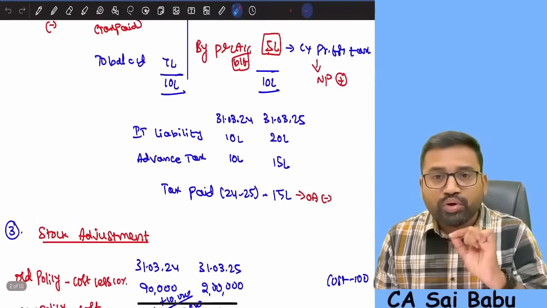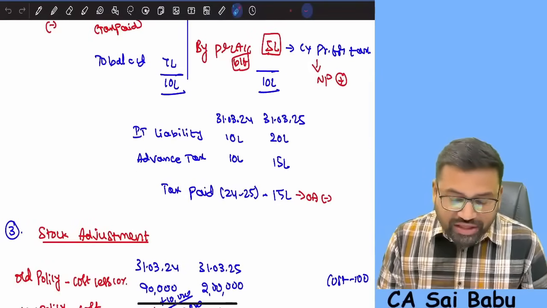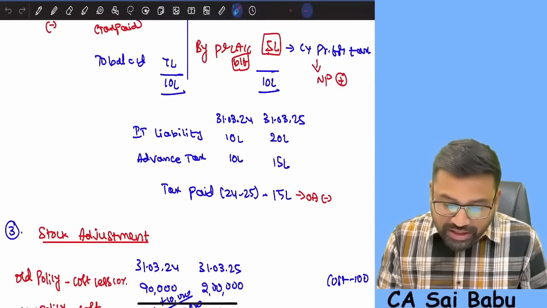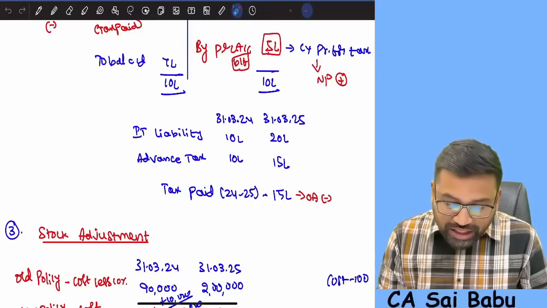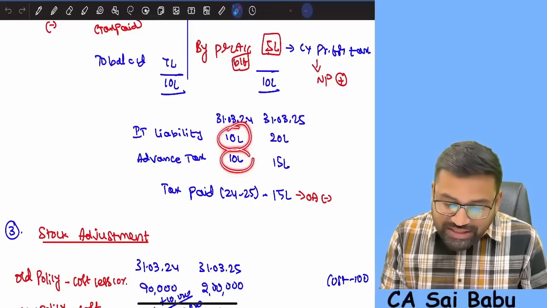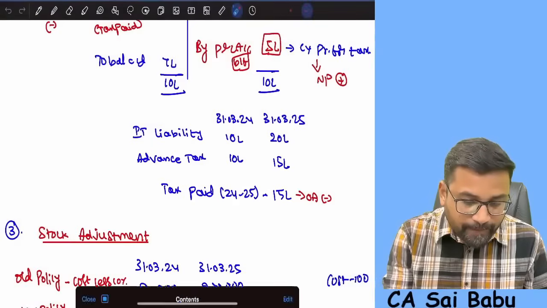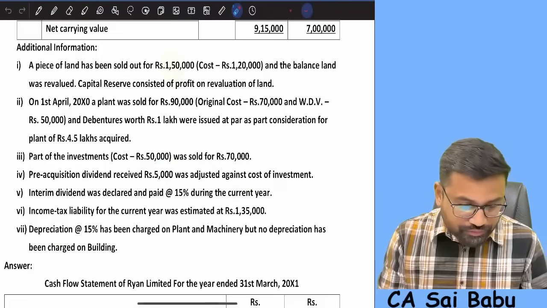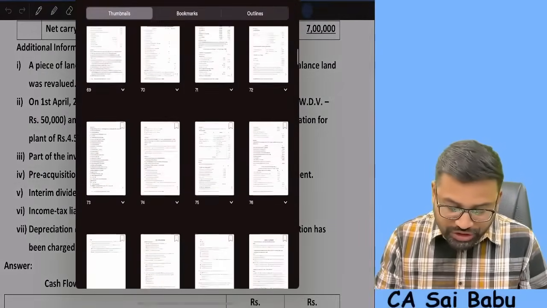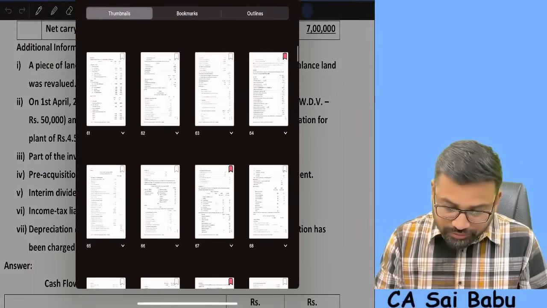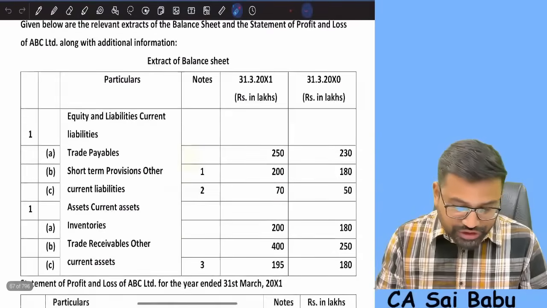And there is one more adjustment. In one of the questions, I think illustration number 10 in the study material, they have given the tax liability as well as advance tax. I will show you. One question is there, illustration number 10. Yes, this illustration, illustration number 10.